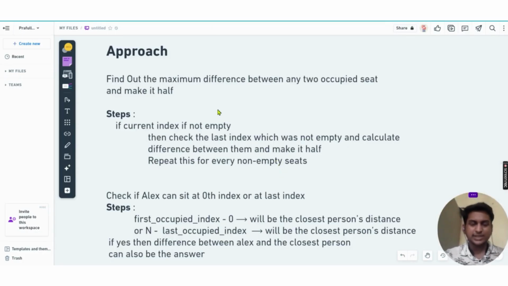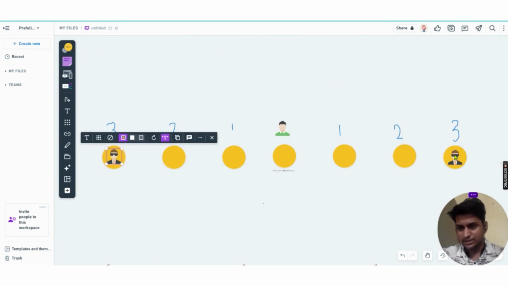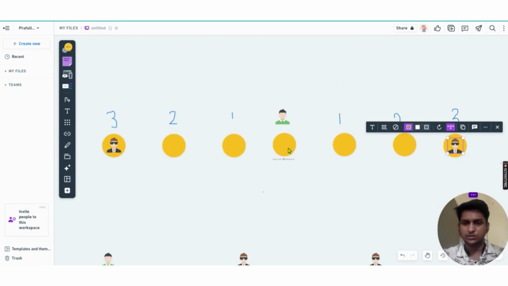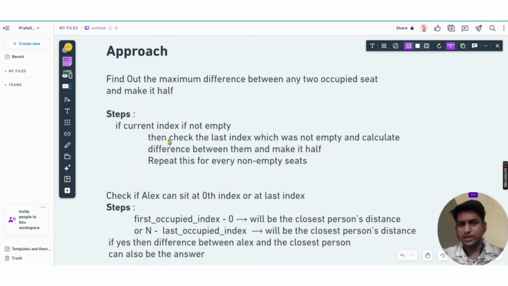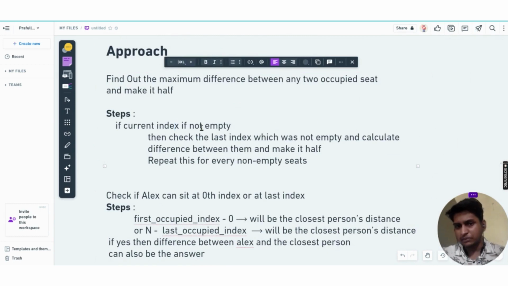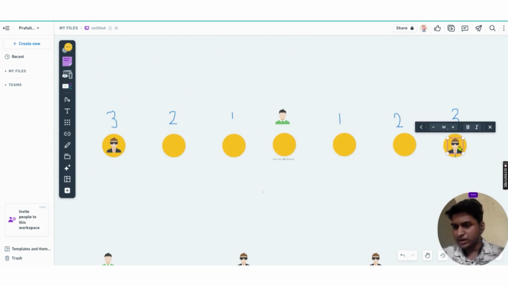So guys, let's understand the approach once again. We have to find the maximum difference between any two occupied seats and make it half, so that we can get the distance between the closest person and Alex. For doing that, what steps do we need to follow? We need to check if the current index is not empty. Suppose we are at this index. If this is not empty, someone is sitting here.